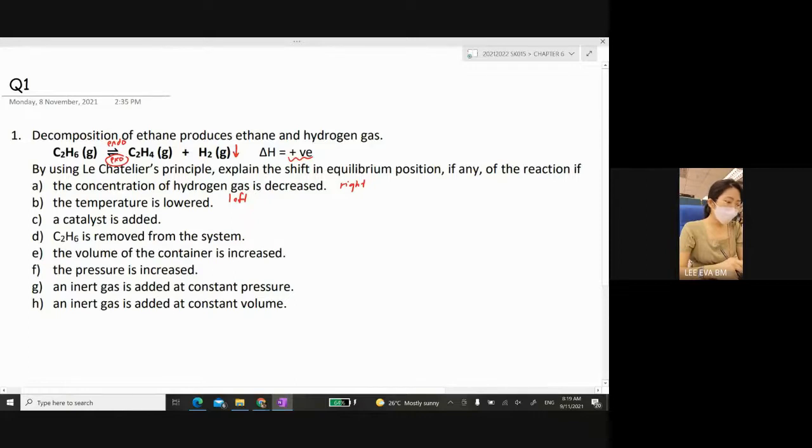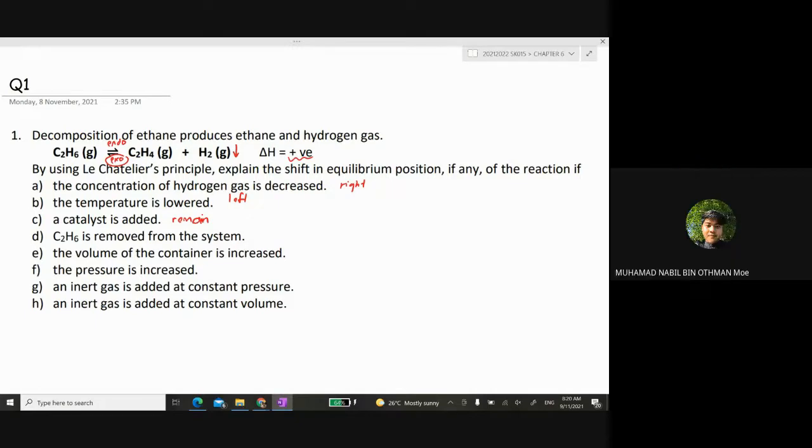Okay, how about C? Left, right, remains? Remains unchanged. How about D? C2H6 is removed. Left. To the left.